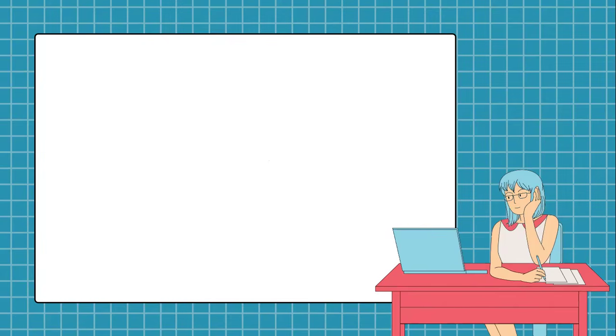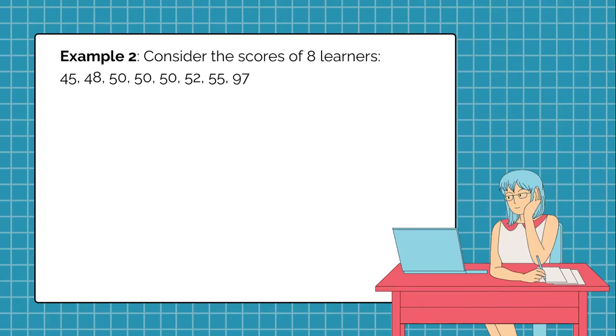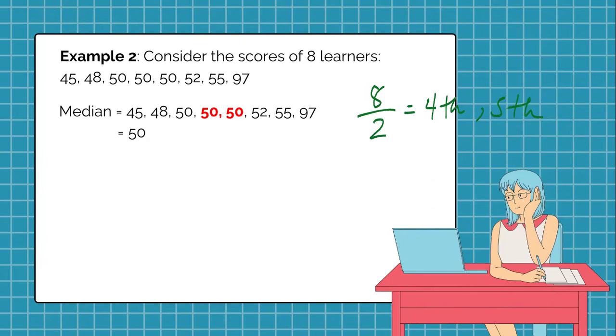In the first given example, observe that the data set is odd. But what if you have 8 learners only? Then you'll have two middle values, right? If you have two middle values, how do you answer this one? If you have 8 divided by 2, that's the fourth position. But we have two middle values. The fifth position is also a middle value, right? So both 50 and 50.